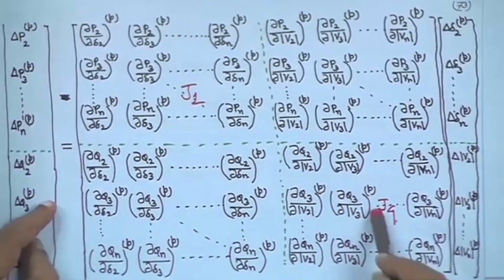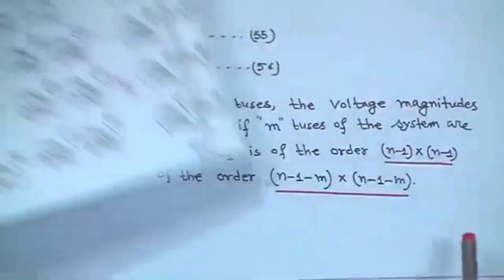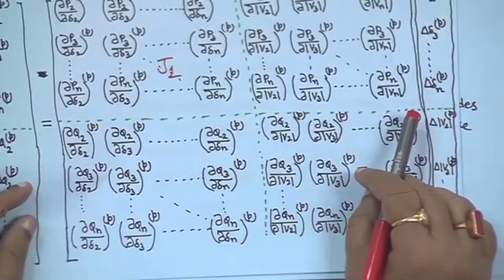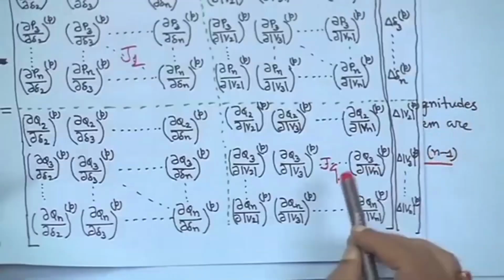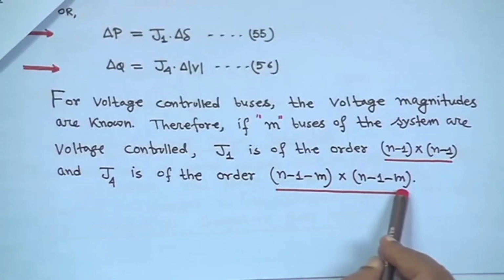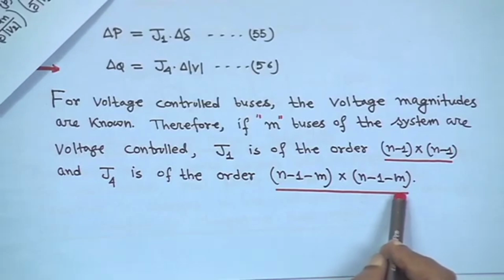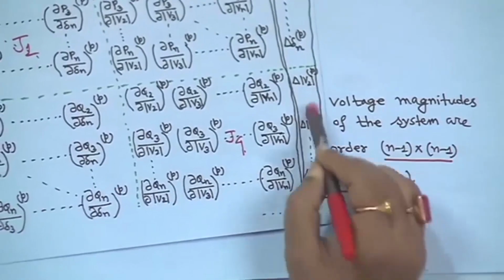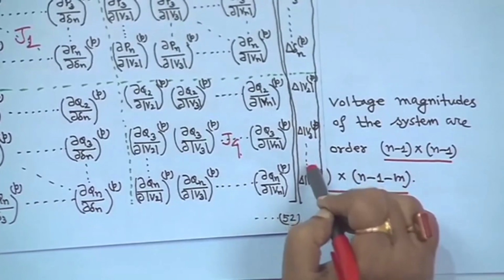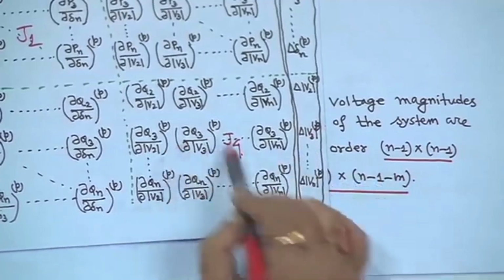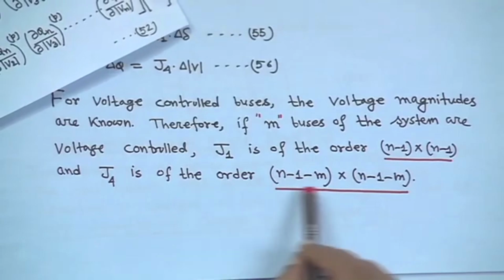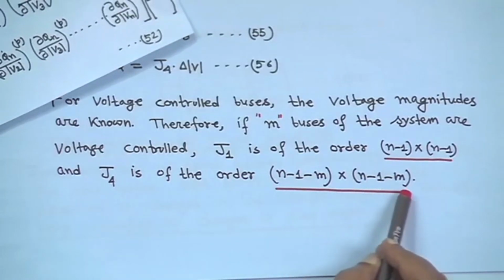But when you have PV buses, what will happen? Suppose in general you have an n bus system and you have m number of PV buses, right. Then the order of J4 will become n minus 1 minus m into n minus 1 minus m, because voltage magnitude is known, right. So, for the buses where voltage magnitudes are known, for PV buses, those delta V changes will not appear here, right. Similarly here. So, that means J4 is of the order n minus 1 minus m into n minus 1 minus m, right.